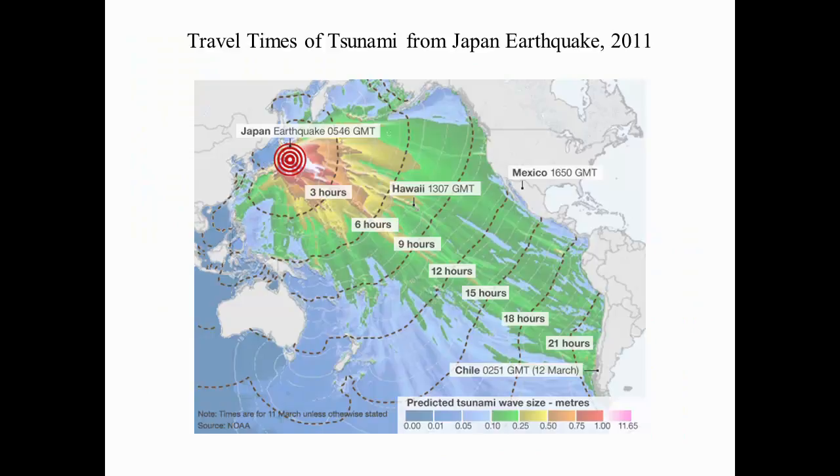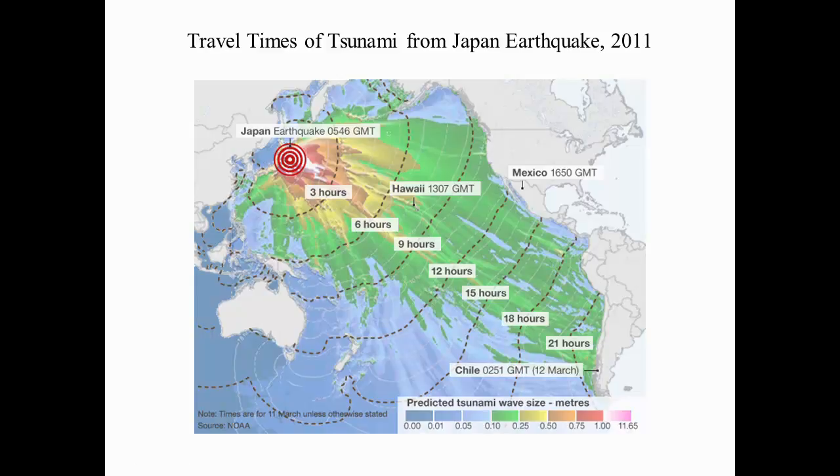This map shows the travel times of the tsunami from the Japan earthquake back in 2011. And the color codes are an overall indicator of the size of the tsunami wave. The pinks and reds and oranges reflect the largest waves, and the greens are the wave sizes that are quite a bit smaller. But notice that the times are in scales of 3 hours, 6 hours, 9 hours.